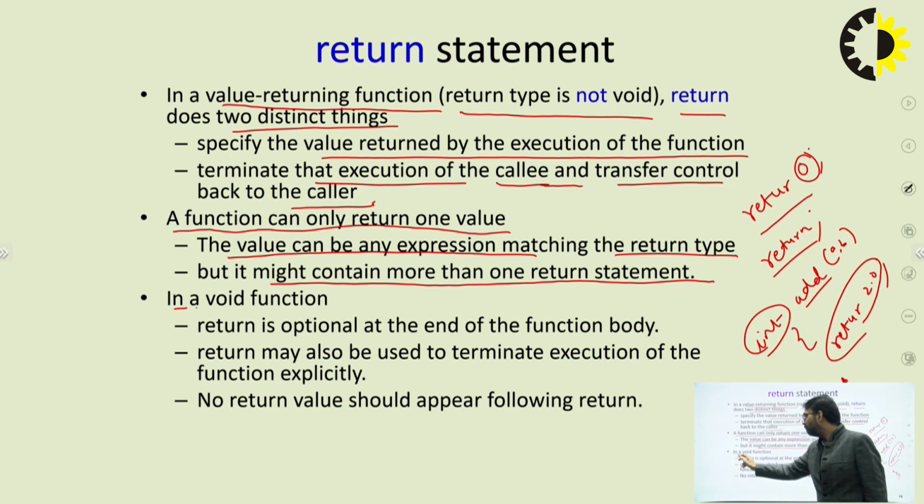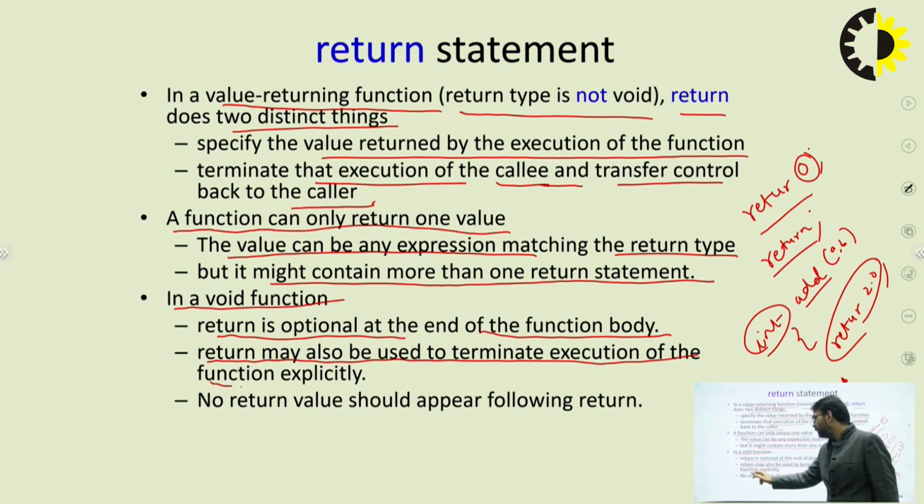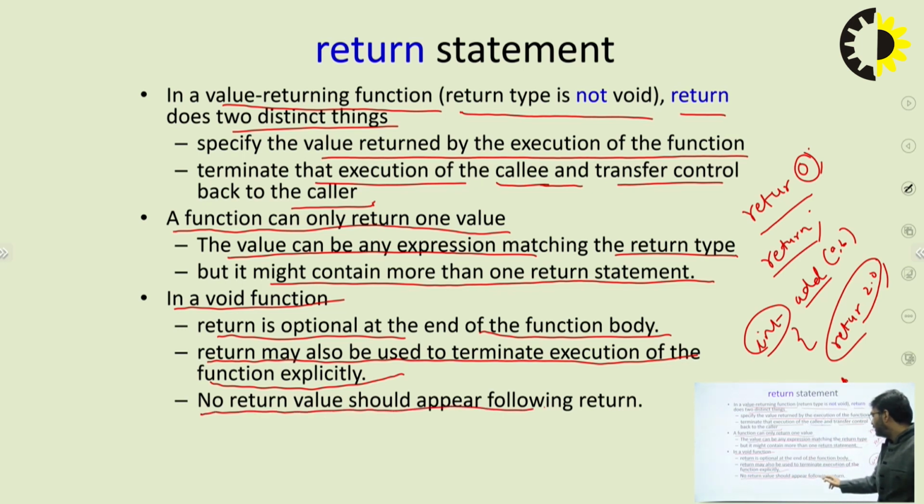But in a void function, return is optional at the end of the function body. If we write the return keyword in the void function, it means the control will transfer to the calling function. Or return may also be used to terminate execution of the function explicitly. Okay, no return value should appear following return. After the return statement, we cannot write anything.